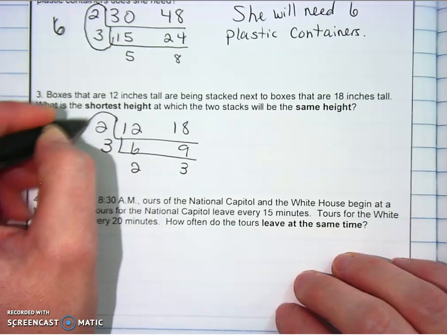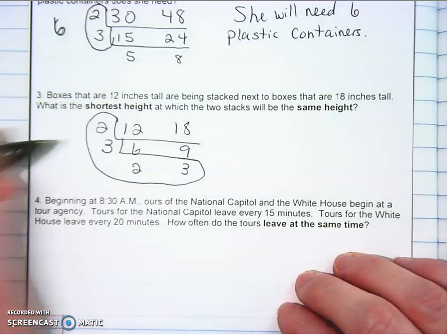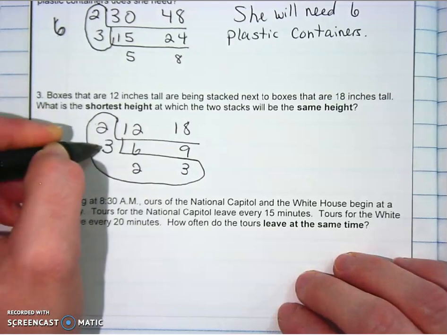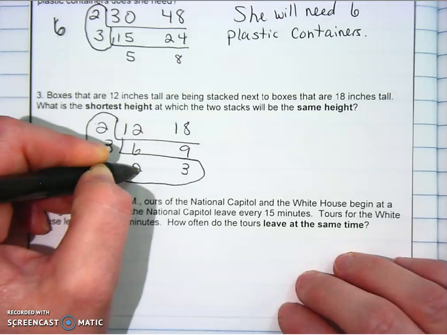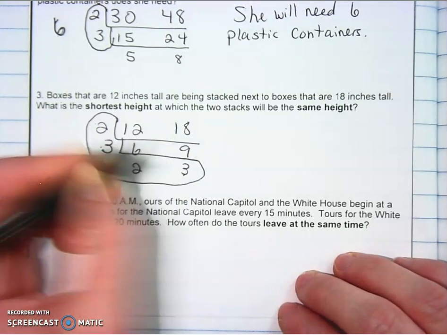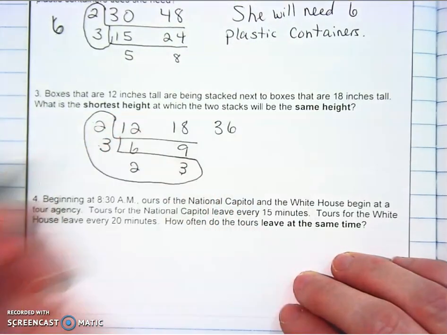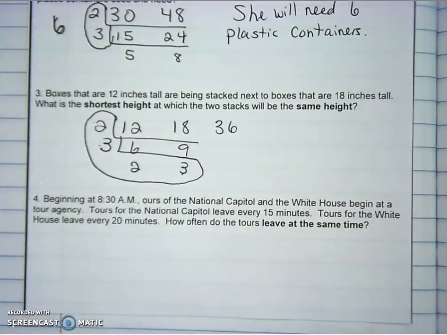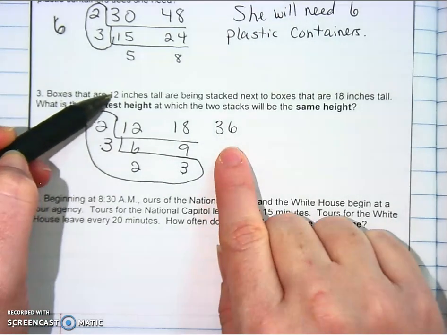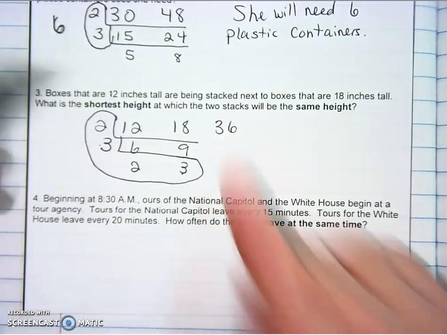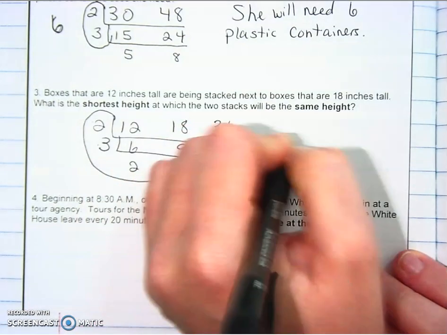And now we're going to circle the L shape to get our LCM. So 2 times 3 is 6. 6 times 2 is 12. 12 times 3 is 36. Okay, so 36 will be the inches that we need to reach. So what times 12 will get me to 36? Well, that's 3.